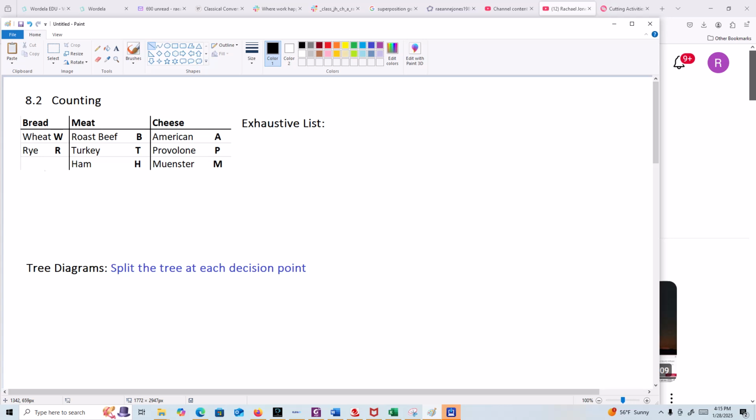Hi, today we're going to talk about section 8.2, counting. And I know you're probably thinking this is pre-algebra. I don't need help counting. But this is, and hopefully this will be an easy lesson for you. But let's get right into it.